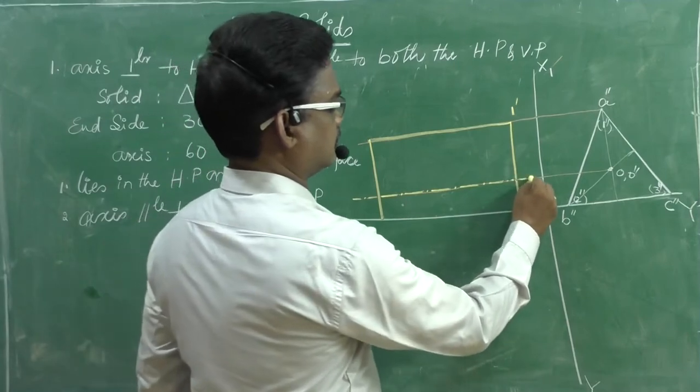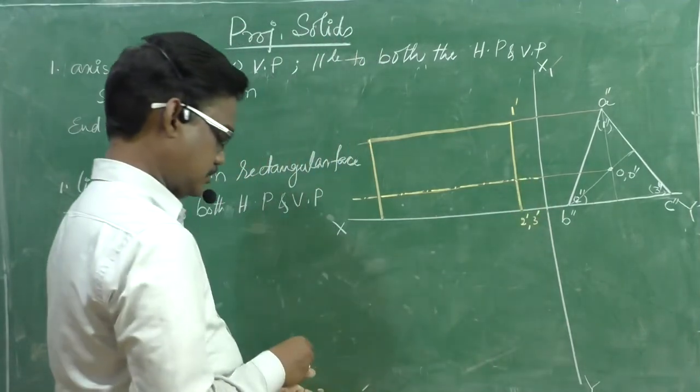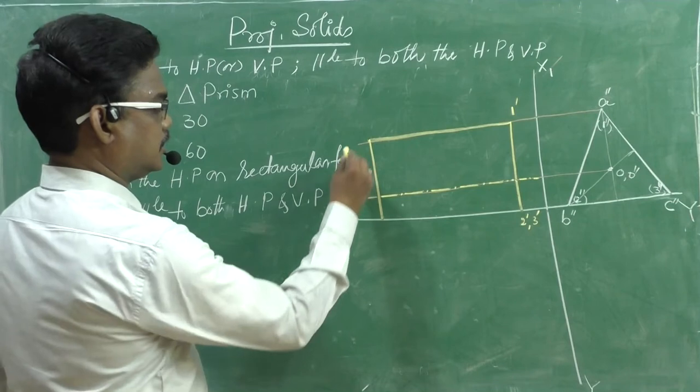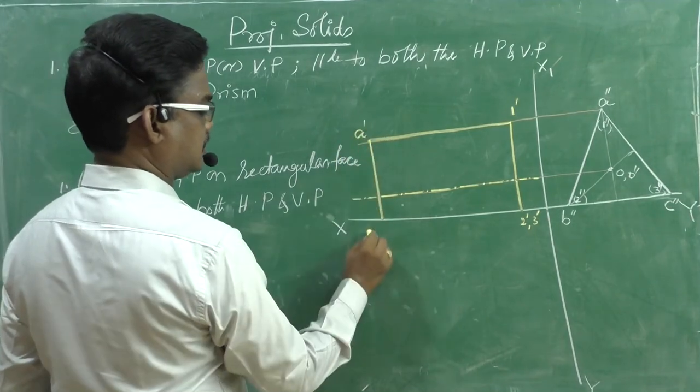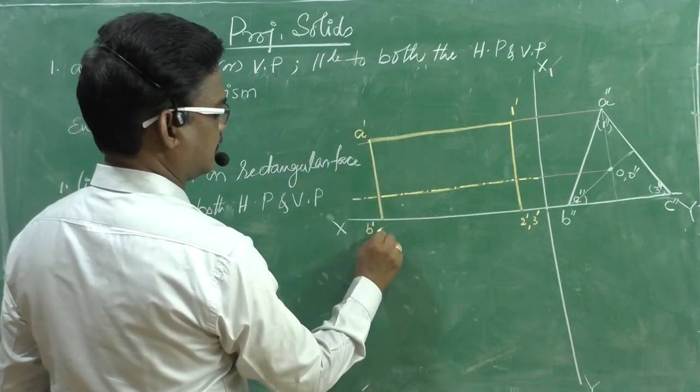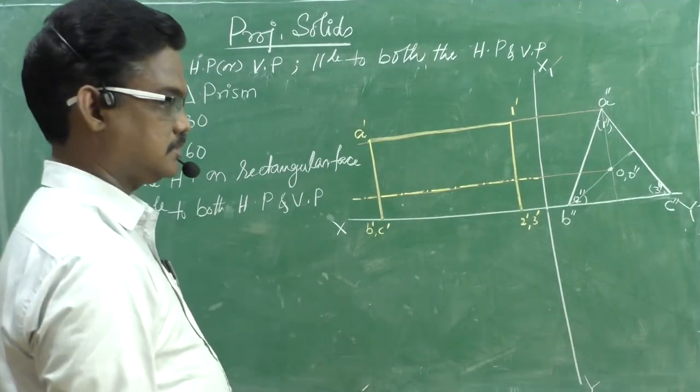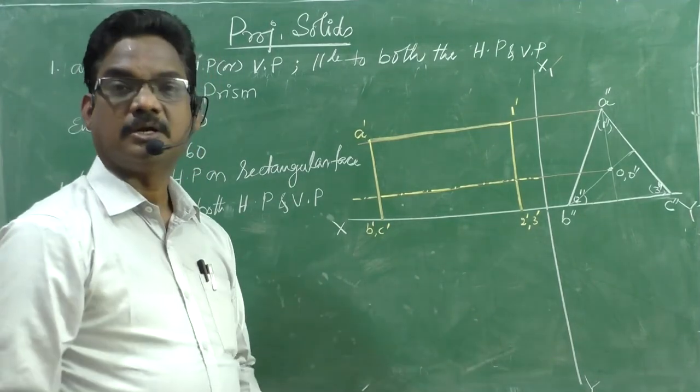Okay, right. Now give the respective numbering. This is A dash, this is B dash, C dash. Right. Now we need to draw the top view.